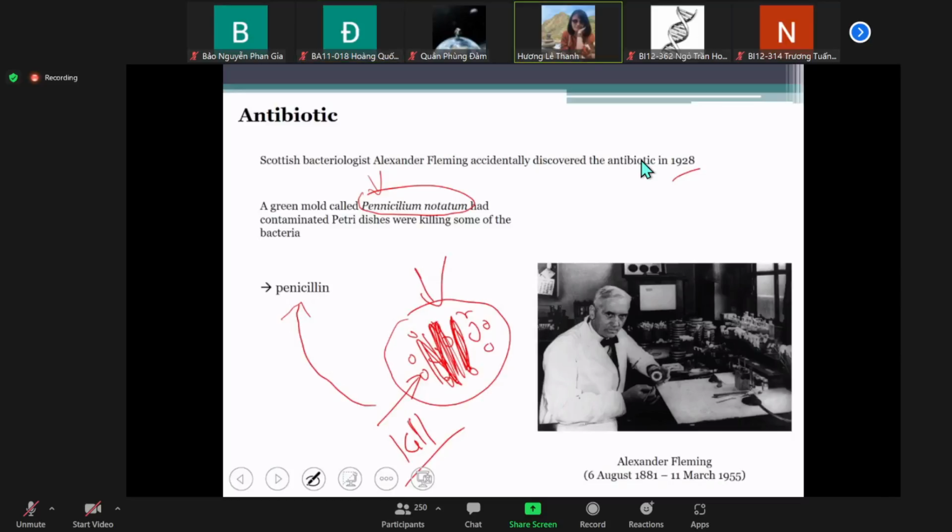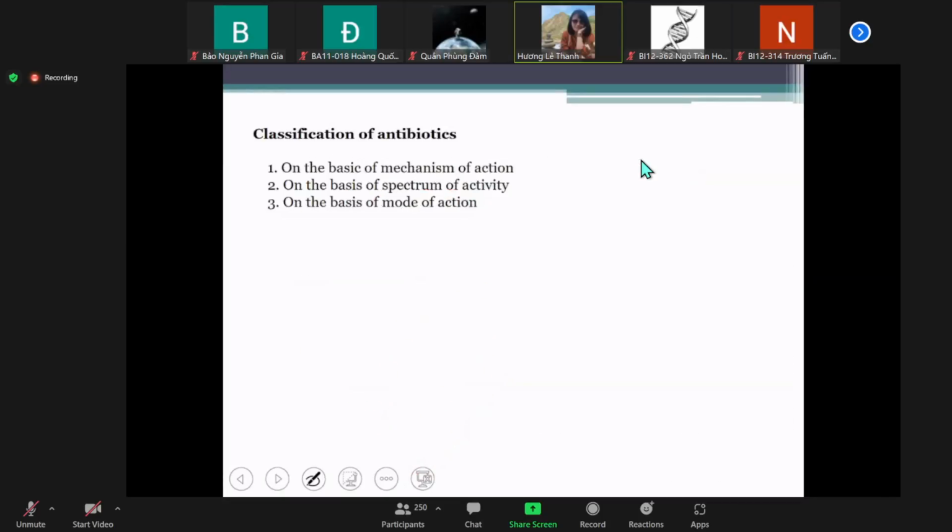Okay, I muted him. So the green mold we call Penicillium notatum is the first antibiotic that we had for humankind. It has cured so many millions of people. This is the antibiotics.